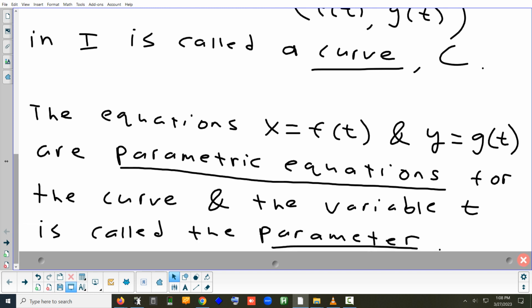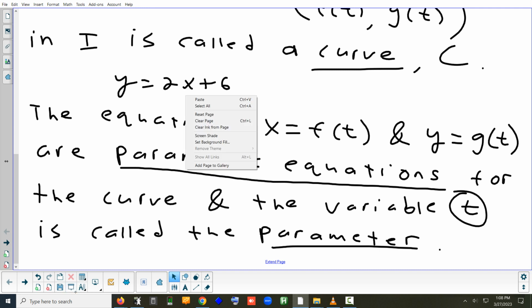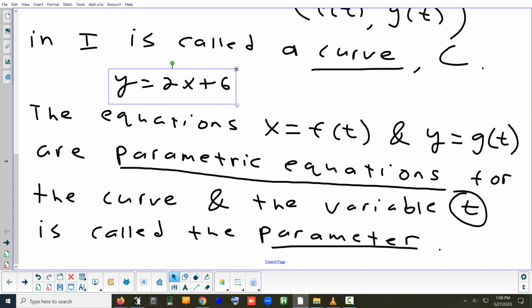And you can call t a variable, but really the name of it is a parameter. And when we start graphing parametric equations, we are very specific about what the parameter can be. Normally, when you write an equation like y equals 2x plus 6, you don't put restrictions on what x can be. The assumption here is x could be anything you want. A positive, a negative, a fraction, a decimal.